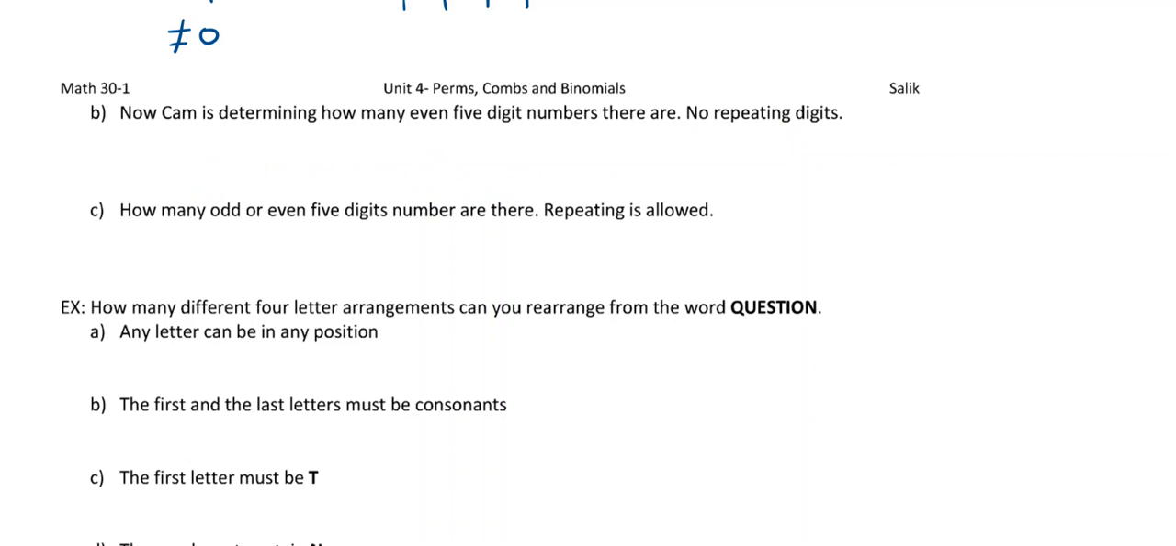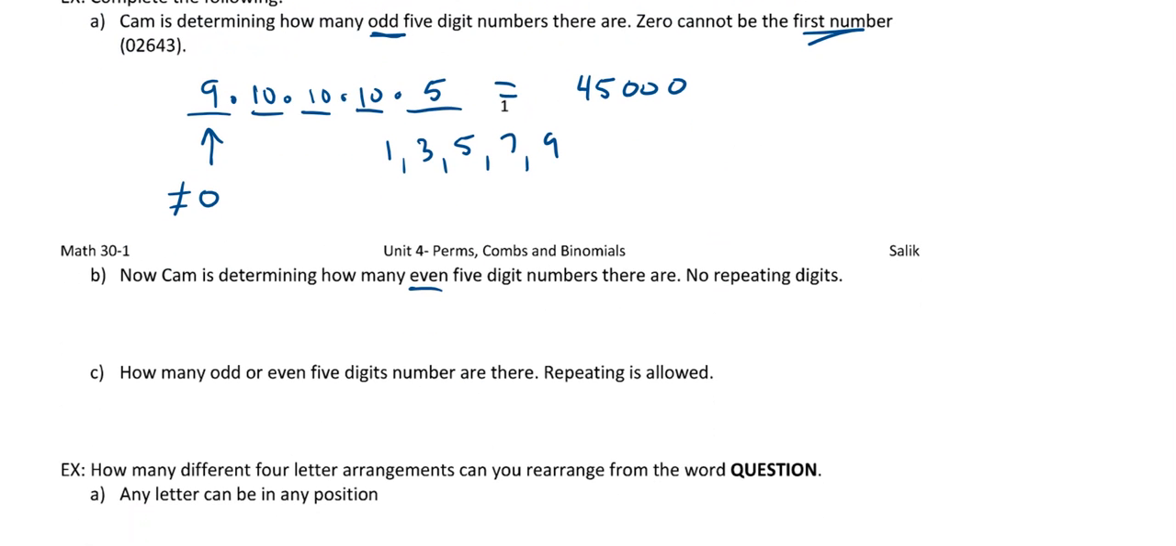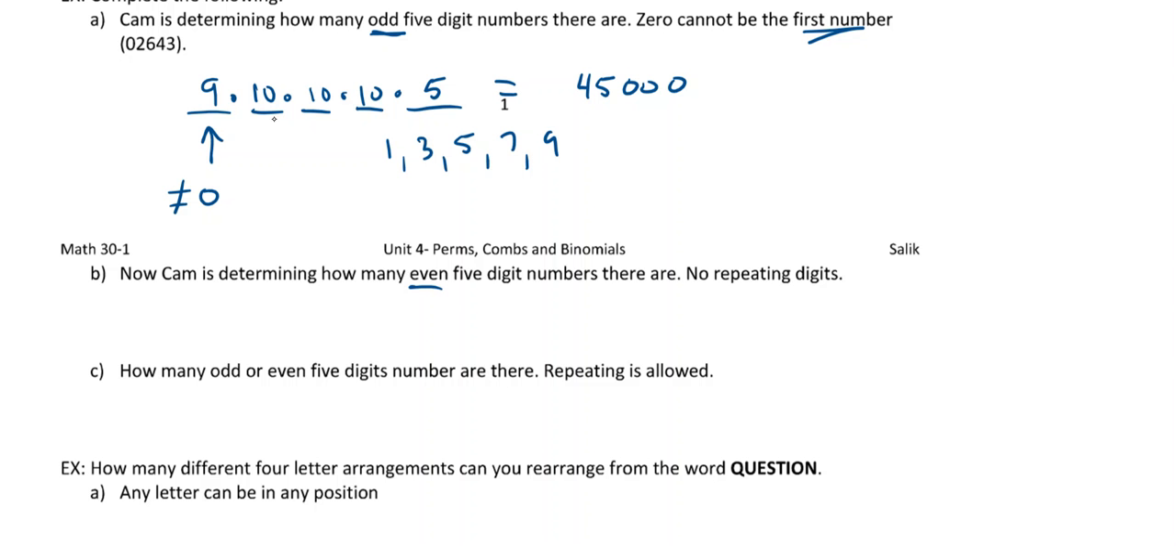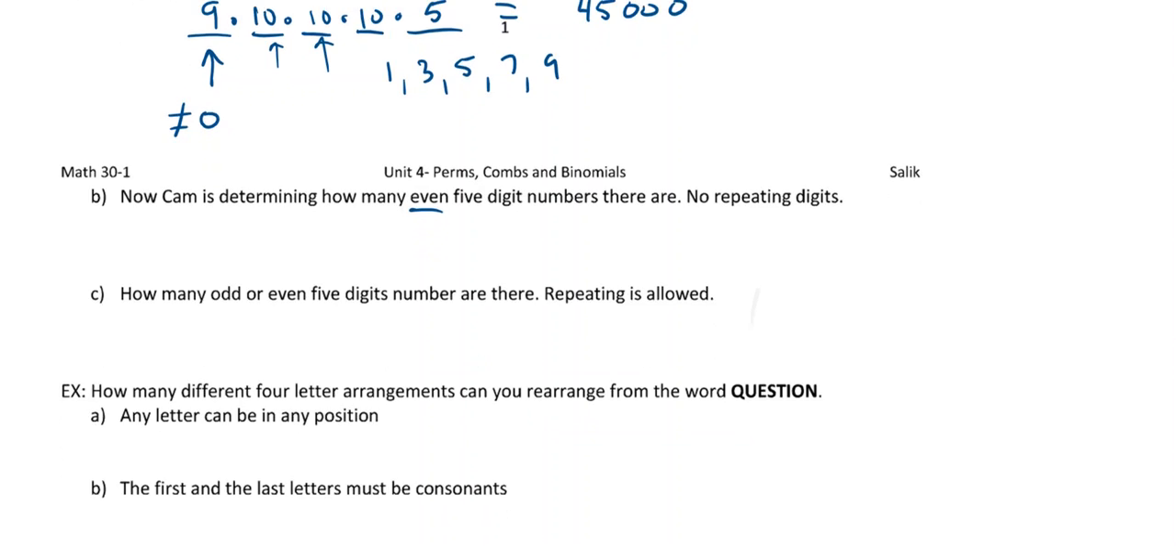Okay. So, yeah. Speaking of little tricky questions, this one could be a little tricky in particular. So let's read it first. Now Cam is determining how many even five-digit numbers there are. And this time there's no repeating digits allowed, right? Last time we were allowed to just repeat, like there was 10 for that one, 10 for that one, right? But this one's going to change.